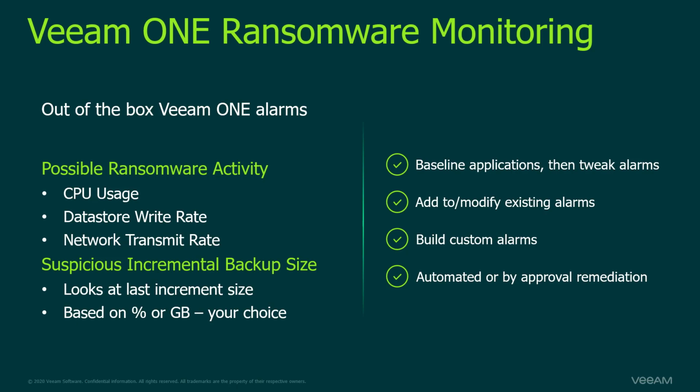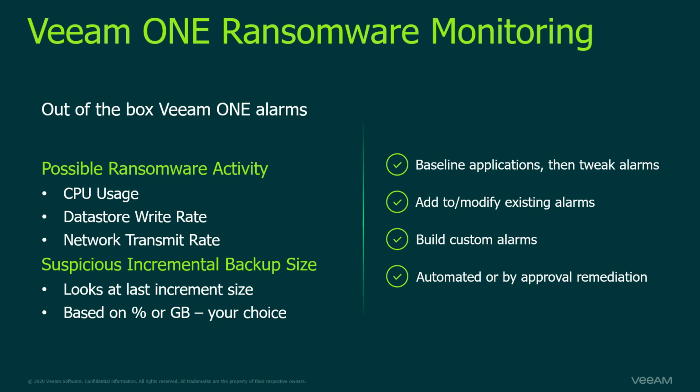There's a VM level alarm called Possible Ransomware Activity, and what it looks at is CPU usage and your data store write rate or network transmit rate. And then what it says is, okay, if my CPU is high and either data store or network is doing a lot of writing or transmitting, hey, let's flag that as ransomware. So that's the first out-of-the-box alarm.